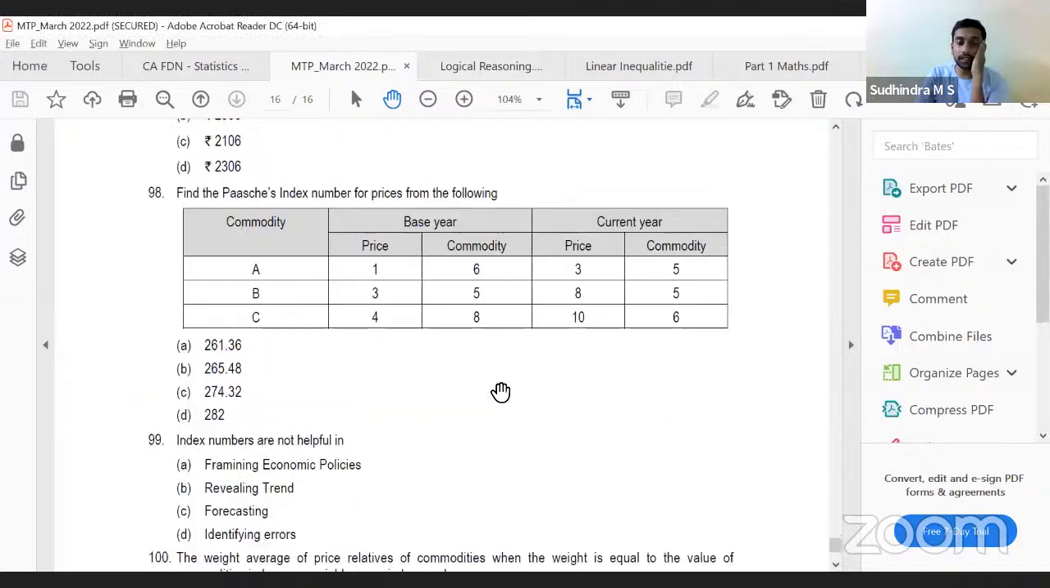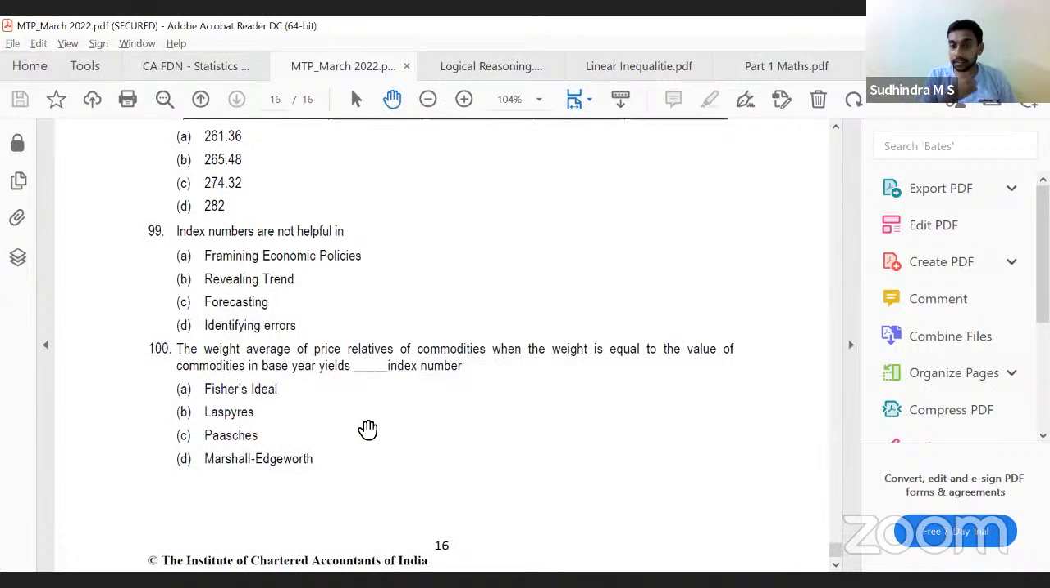The calculation is easy. Next, index numbers are not helpful in identifying errors. Framing economic policies, we want revealing trend. Yes, forecasting was also used, but by calculating index numbers, we're not identifying any errors here, right? So it's not helpful in identifying errors.